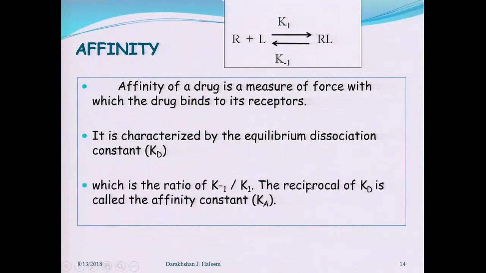K minus 1 divided by K1 is the dissociation constant. And the reciprocal of Kd is the association constant, Ka. So how do you define affinity? The force with which a drug binds with the receptors is called its affinity, and it's inversely proportional to dissociation. The force with which it will bind to the receptor sites will be just the inverse of dissociation.